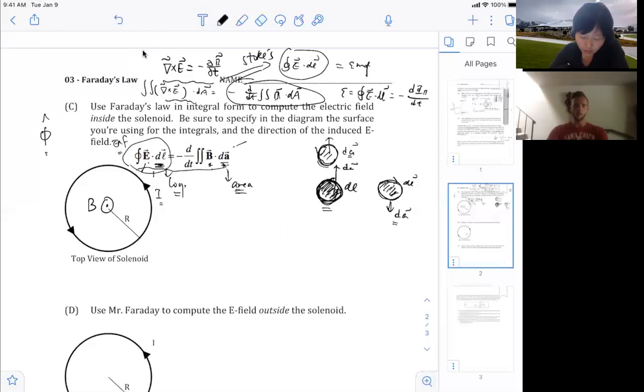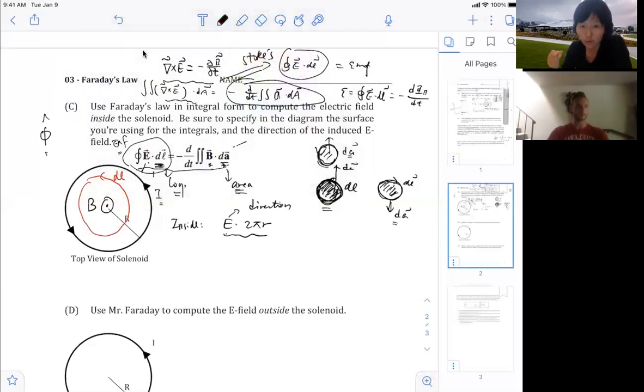Okay, now let's do the calculation. For inside, I'm going to draw a Faraday loop, with dL pointing counterclockwise, so that gives me my dA pointing upward, which gives me E times 2 pi R. I don't know at this point the direction of E. I don't know if this EMF will be driving the current going this way or the other way around. I'm going to let my calculation tell me. So this is going to equal negative d/dt of B dot dA.